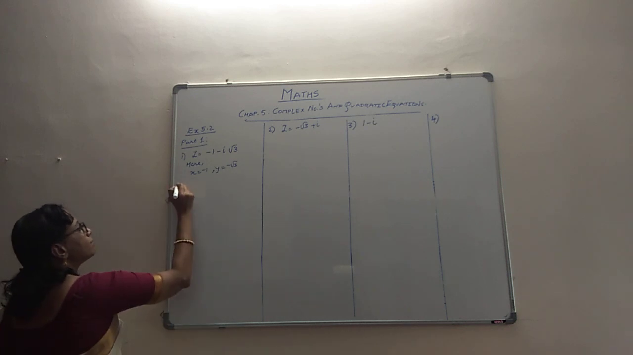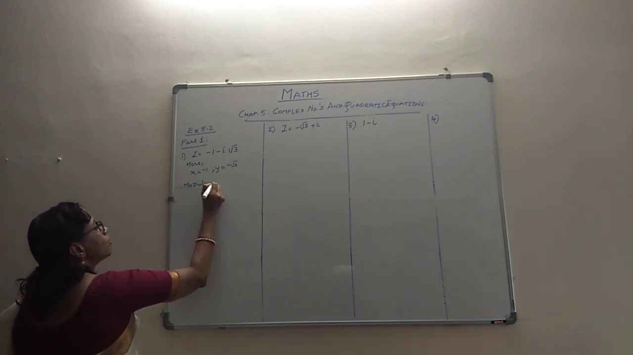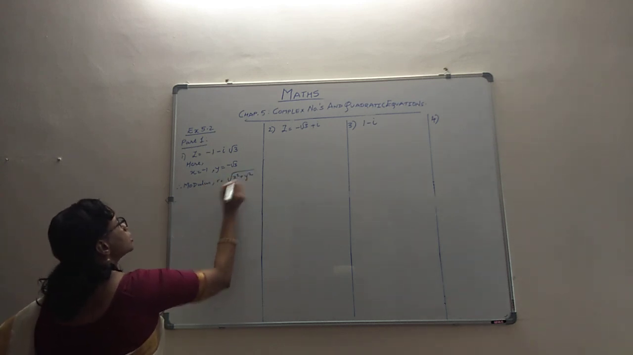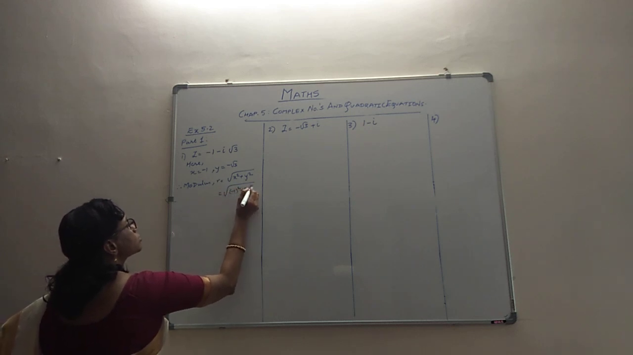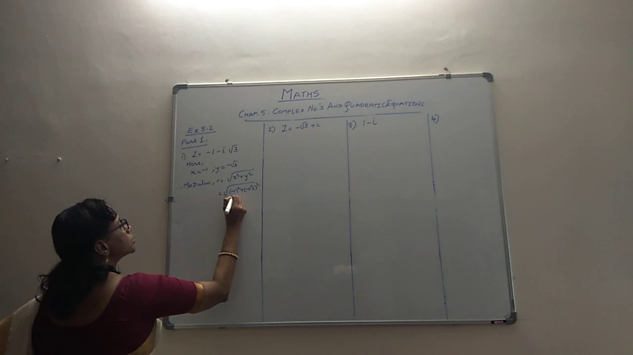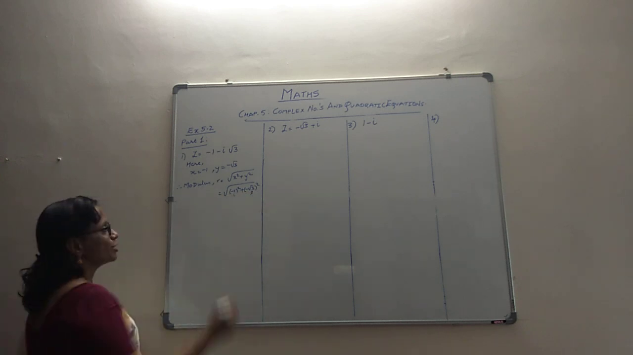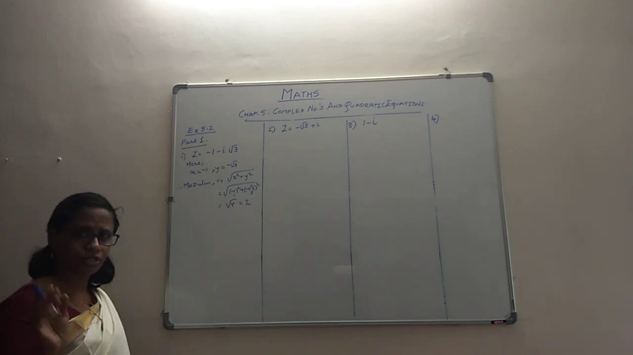Let's right away find the modulus. Modulus R is the root of x squared plus y squared, the positive root. So it will be minus 1 squared plus minus root 3 squared. How much does that come to? This is 1 and this is 3. 3 plus 1 is 4, and the root of 4 is 2. So we are done, we have got the modulus.